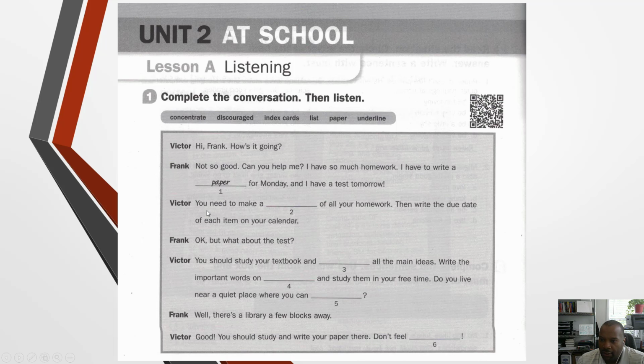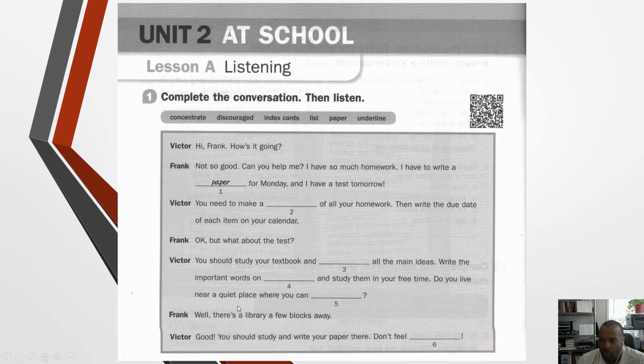Number two, Victor says, "You need to make a," now I wrote down here, I said a list. Okay, you need to make a list of all your homework, then write the due date of each item on your calendar. Frank says, "Okay, but what about the test?" Victor says, "You should study your textbook," and I wrote down underline all the main ideas. Write the important words on the, I wrote down index cards, and study them in your free time.